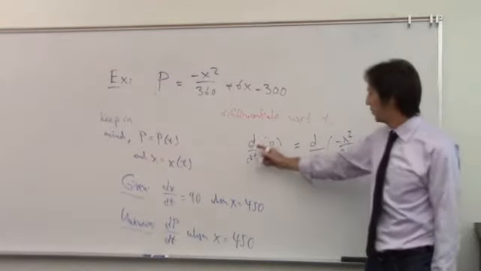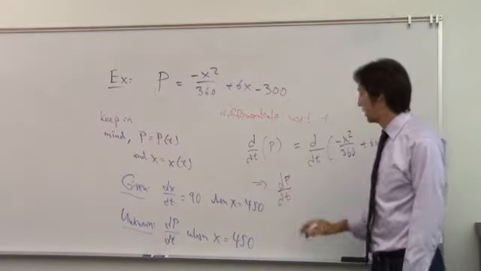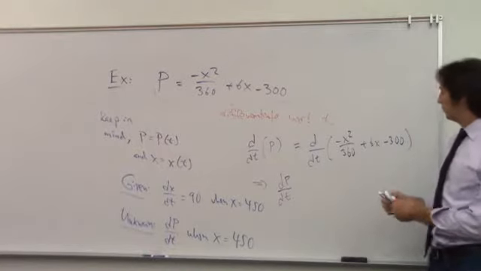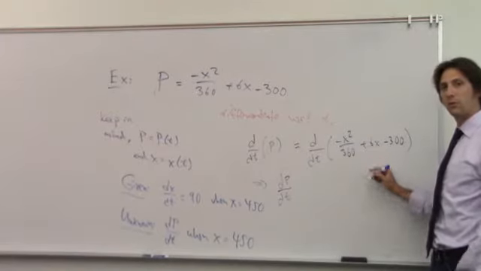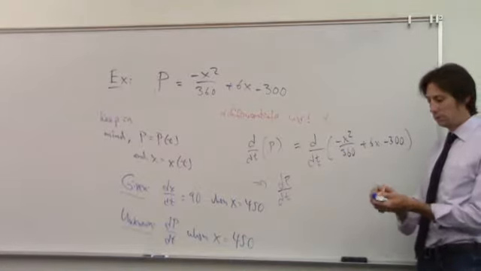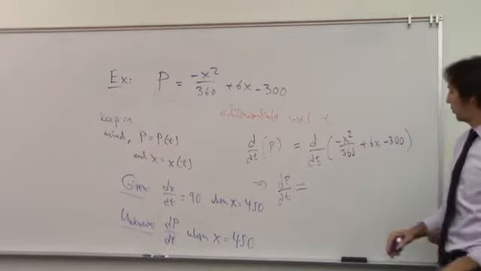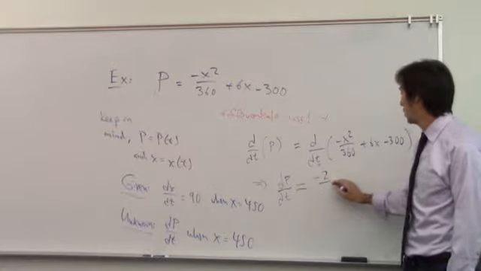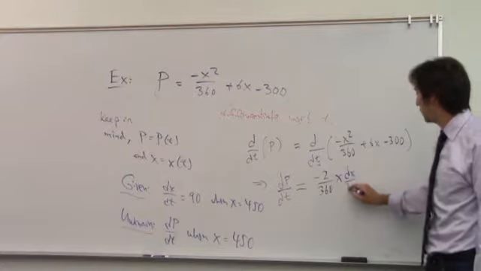On the left-hand side, the derivative of p with respect to t is just the quantity that we're looking for, dp/dt. On the right-hand side, whenever I differentiate one of these x terms, because we're differentiating with respect to t, I'm going to have to use the chain rule, because we are doing implicit differentiation. In other words, the derivative of minus x squared over 360 is minus 2 over 360 x, and then times dx/dt by the chain rule.